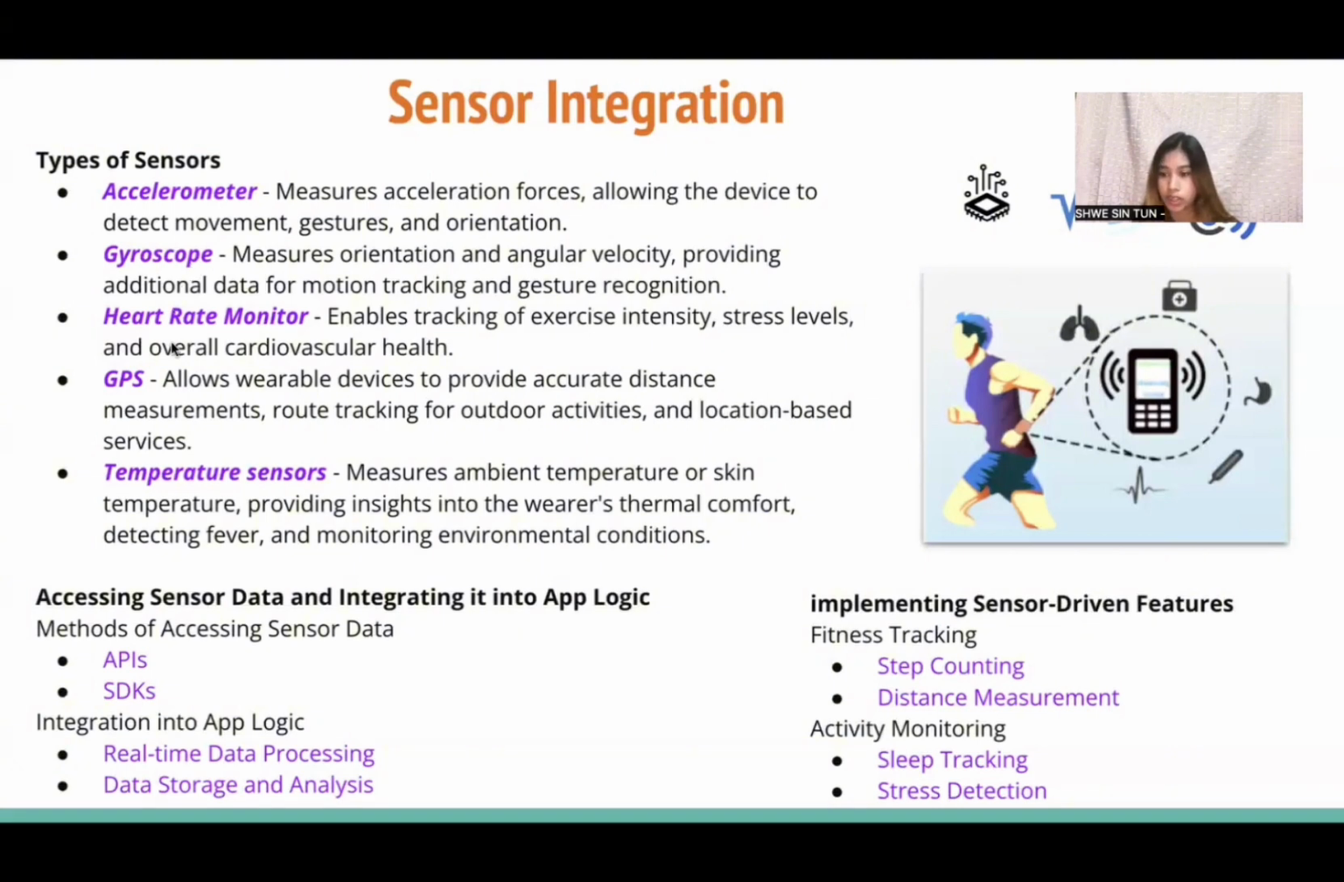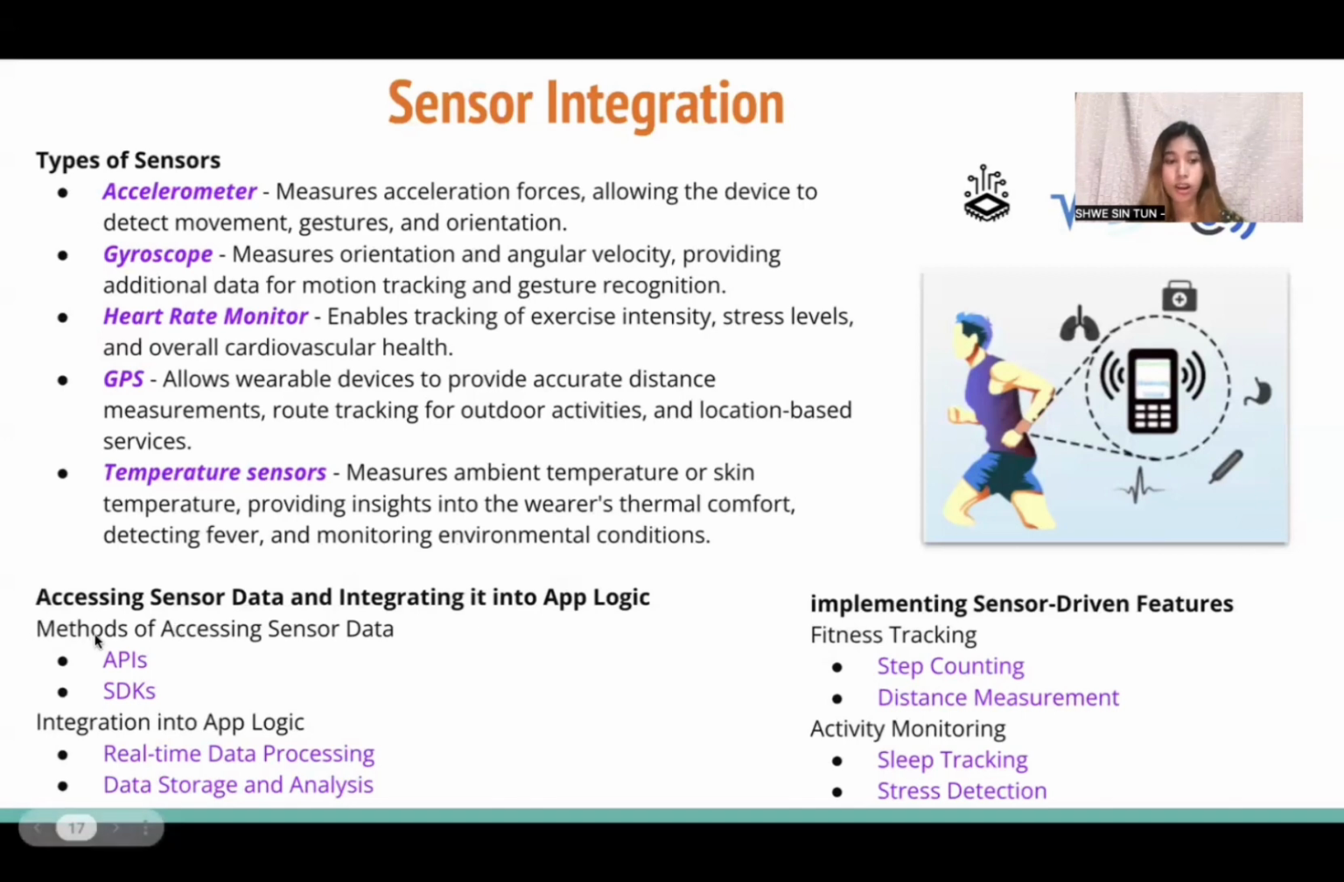Heart rate monitor. Ideal for fitness enthusiasts. This sensor tracks exercise intensity, stress level, and overall cardiovascular health, offering insights into users' well-being. GPS. With GPS functionality, wearables can accurately measure distance, track routes for outdoor activities, and offer location-based service. Temperature sensors. These sensors measure ambient or skin temperature, providing valuable data on thermal comfort, detecting fever, and monitoring environmental conditions for health and safety.